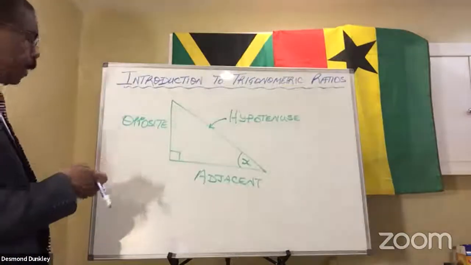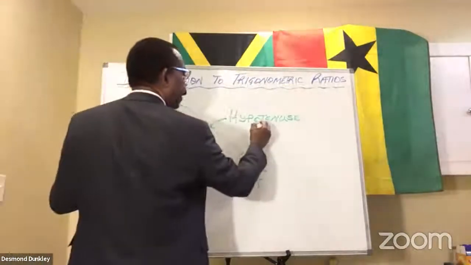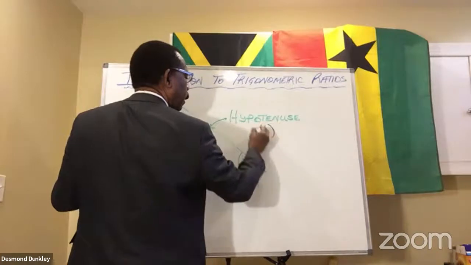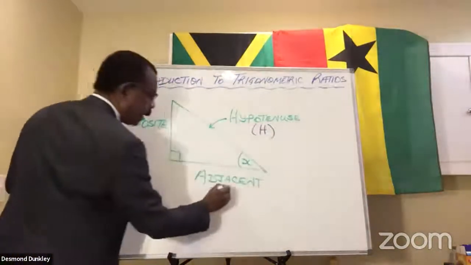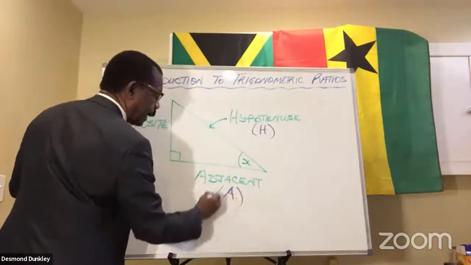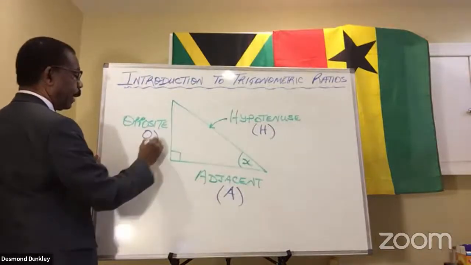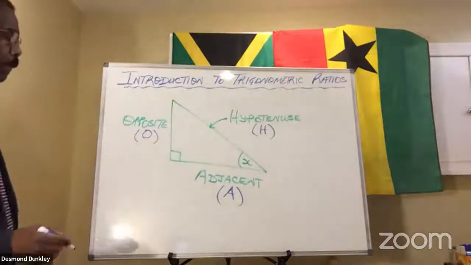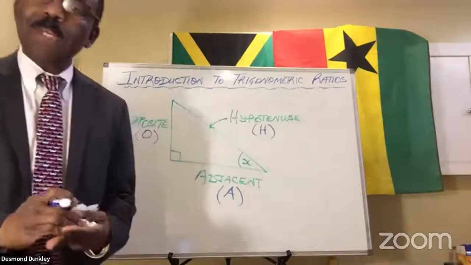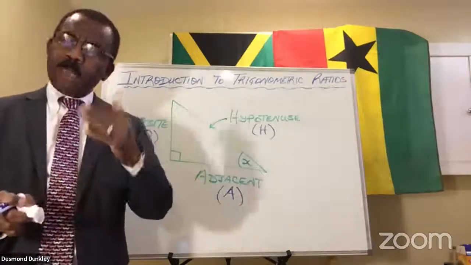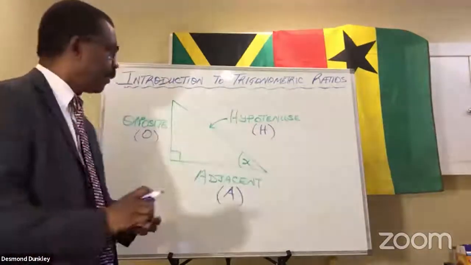Okay, so we'll use the letter H for hypotenuse, the letter A for adjacent, and we'll conveniently use the letter O for opposite. So those are the three names, and now I'm going to give you the ratios, okay?